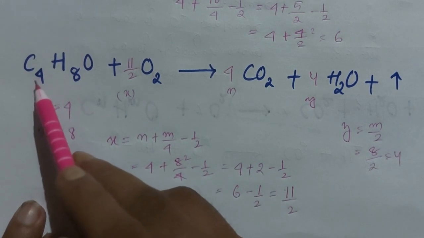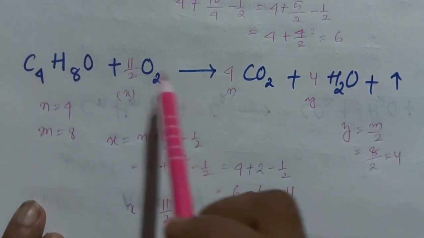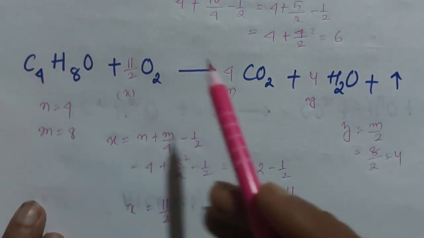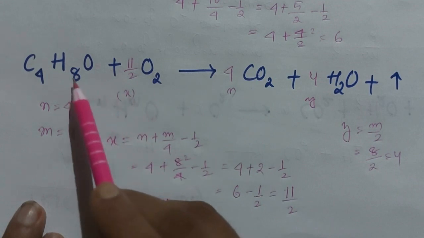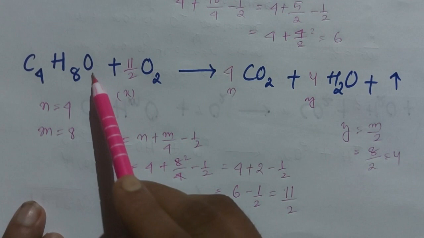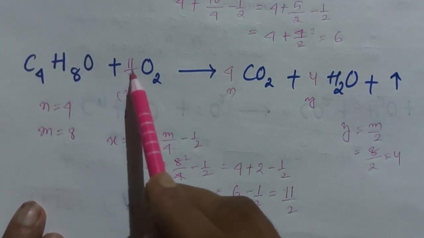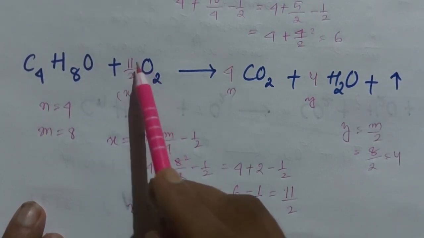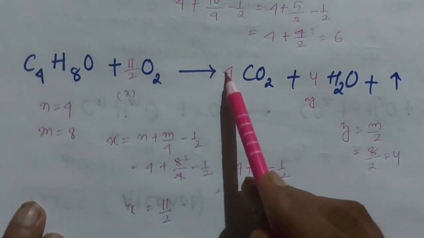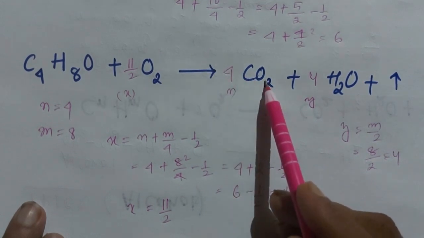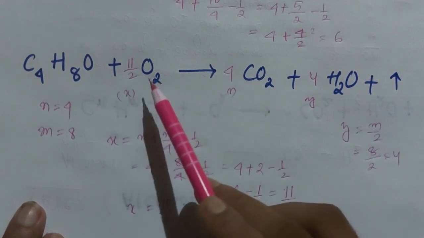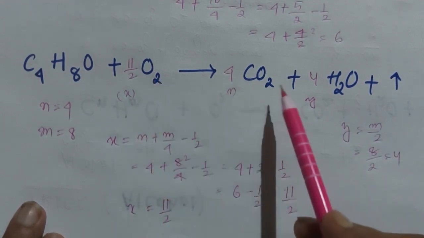Now we will calculate the number of carbon, hydrogen and oxygen atoms in the reactant side and also in the product side. Here carbon is 4, here carbon is 4. Hydrogen is 8, here 4 into 2, that is 8. Here the number of oxygen is 1 plus 11 by 2 into 2, that is 11, so 11 plus 1 is 12. Here in the product side 4 into 2, that is 8, plus 4, that is 12. So the product side and the reactant side both have 12 oxygen atoms. So this is the balanced equation.